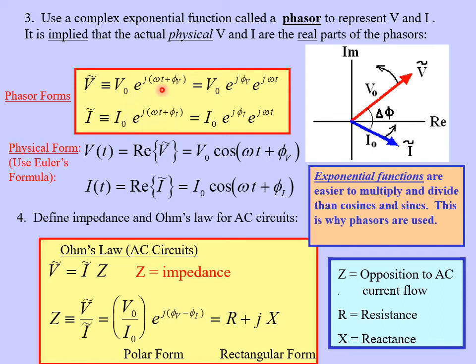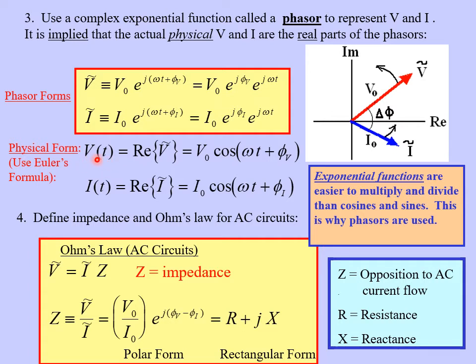What we're really saying here is that we're implying that the actual physical voltage and current are the real parts of this. So notice if we use Euler's formula, remember Euler's formula tells us that e to the j times anything is equal to cosine of that argument plus j times sine of that argument. So the real part of the phasor is just the cosine part. And notice this is exactly what our voltage signal was from the last slide.